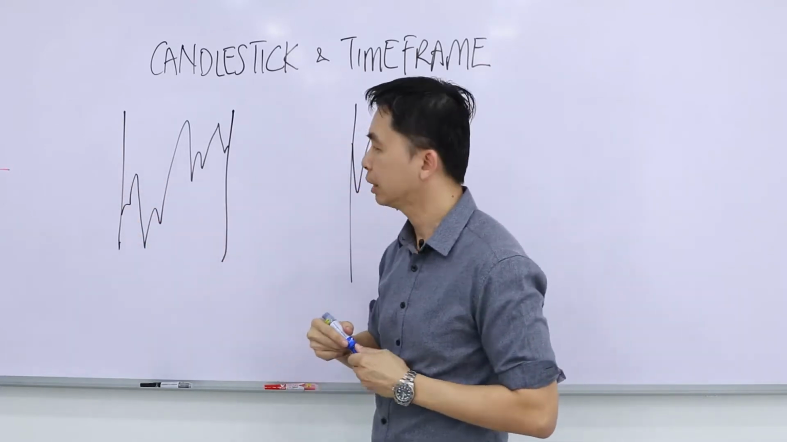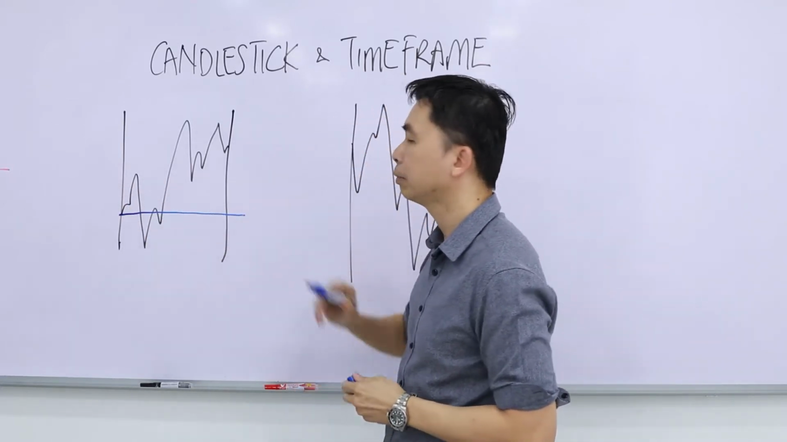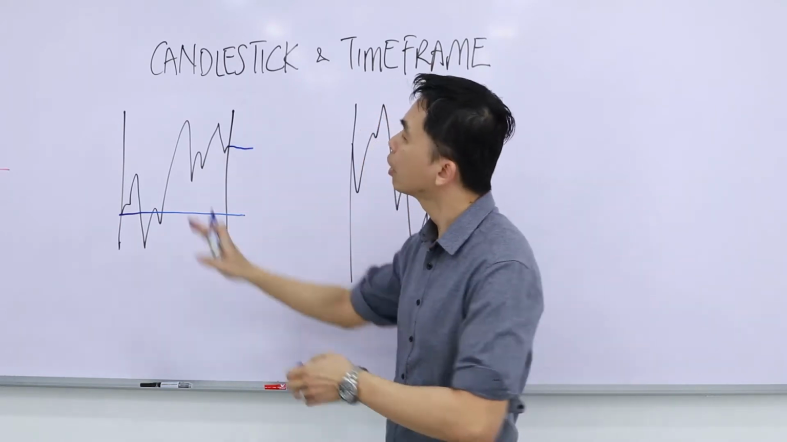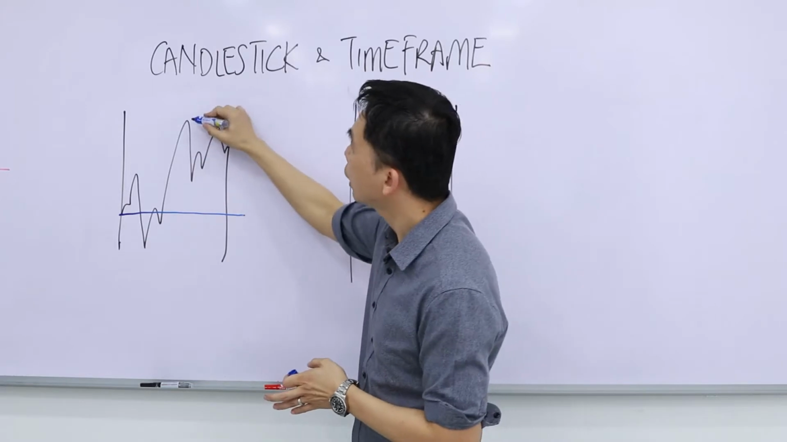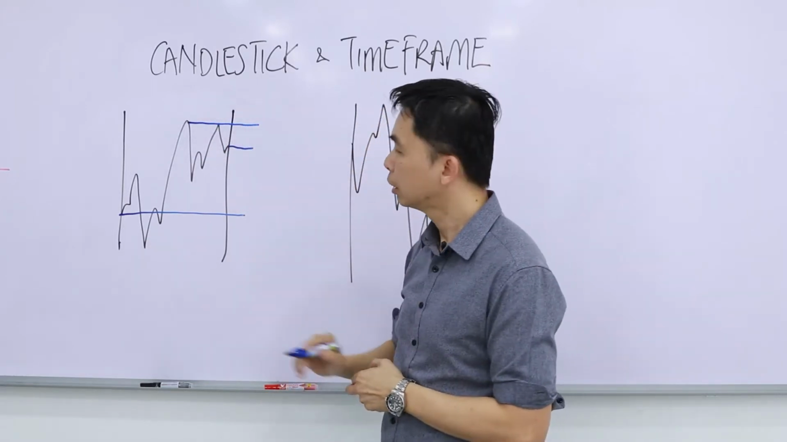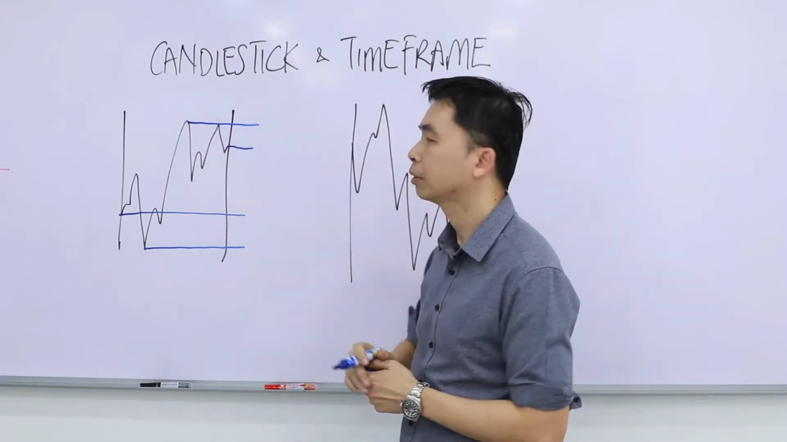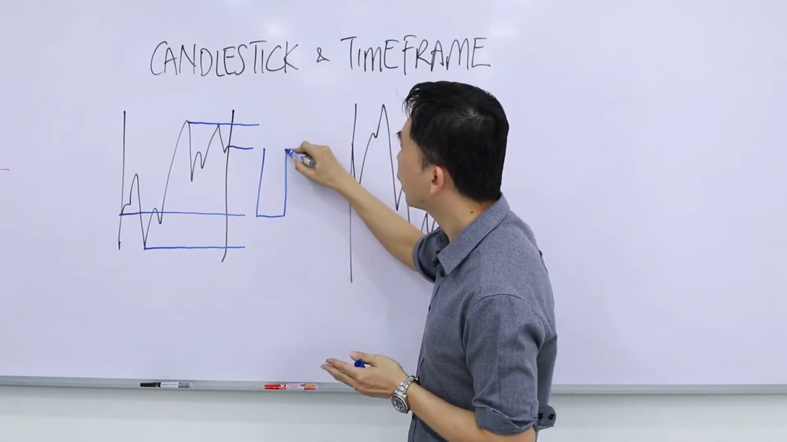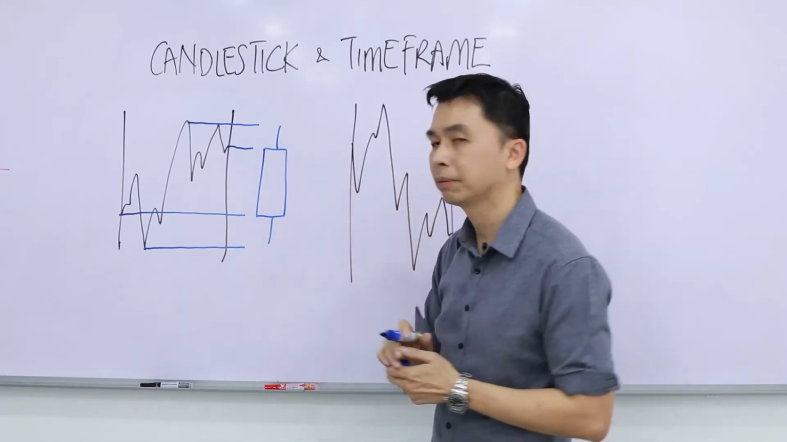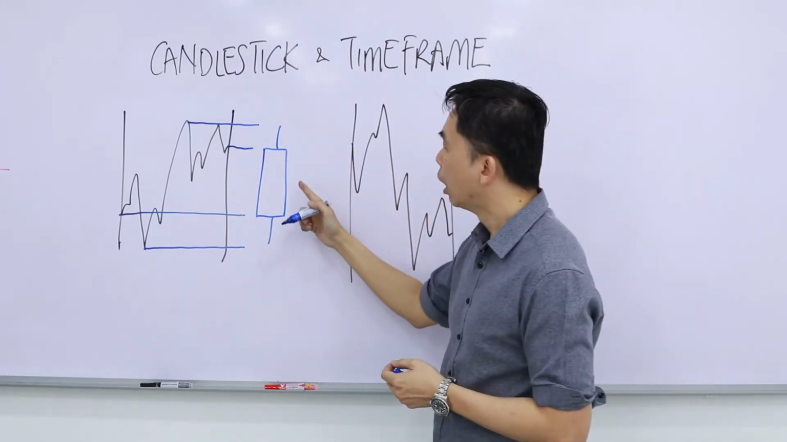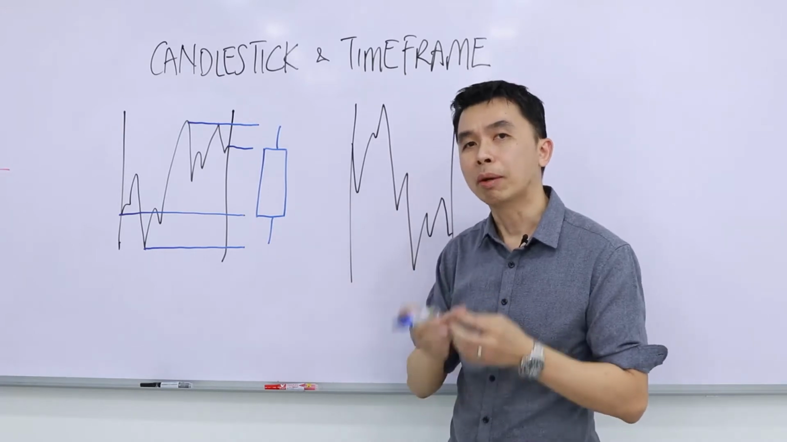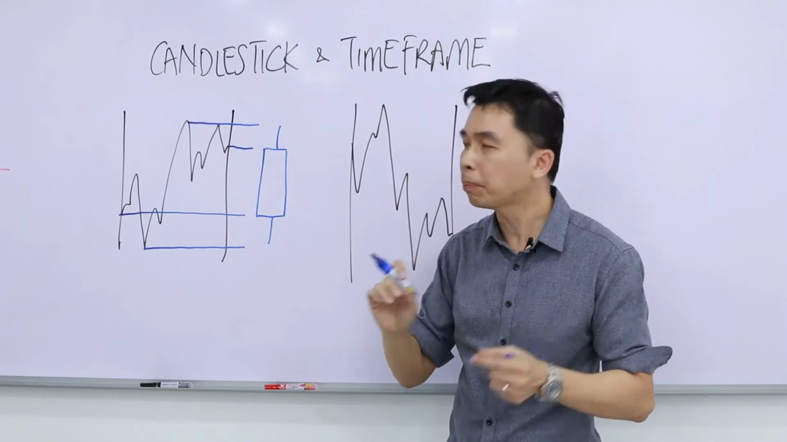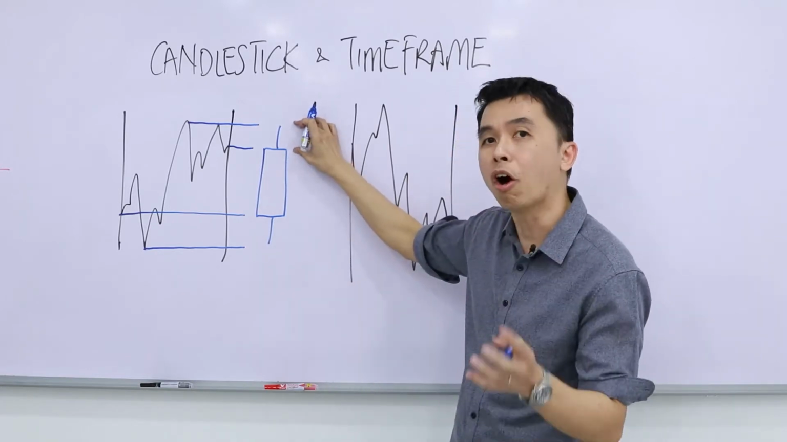The starting price at the start of the period, the ending price at the end of the period, within the period, what is the highest price and what is the lowest price. With these four prices, it will form the candlestick pattern like this. The thick part is what we call the body of the candlestick, and the thin part is what we call the shadow or the wick.